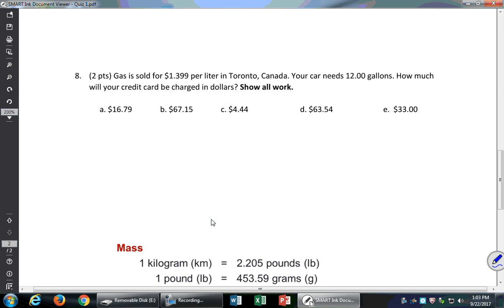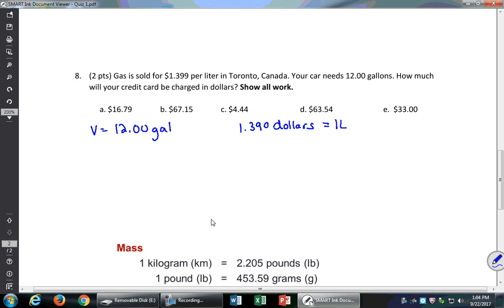So if I want to know how much it'll cost to fill up my car, if I know my car is 12 gallons, I can do that conversion. So my volume is 12 gallons. I'm just going to put gal. I have one relationship that is $1.399. I'm tired, sorry. Dollars. And I'm just going to write dollars, but you could have just left a dollar sign.